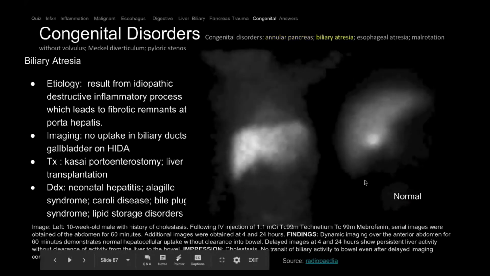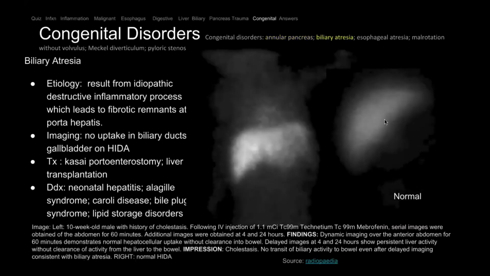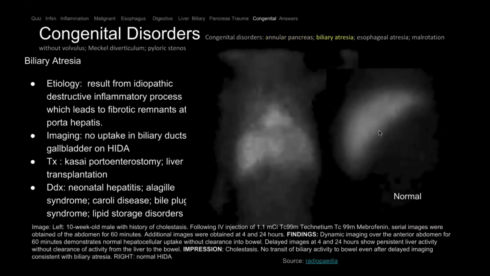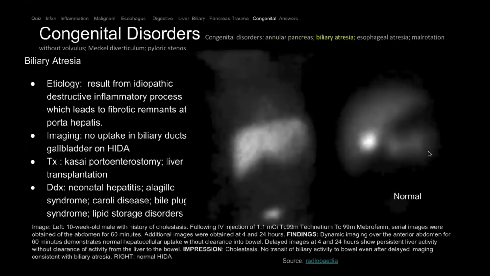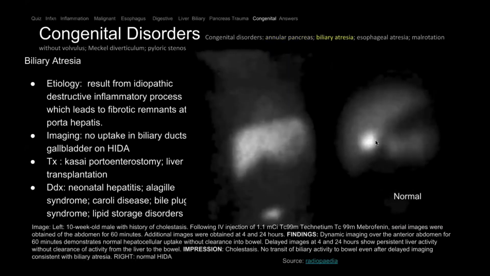This is a HIDA scan. So this is a normal appearance of a HIDA scan. A HIDA scan is a molecular imaging study that follows bilirubin. So it gets excreted into the bile ducts and then goes into the small bowel, like we see here. There's bowel. And then the bright spot is the gallbladder, where there's collection.